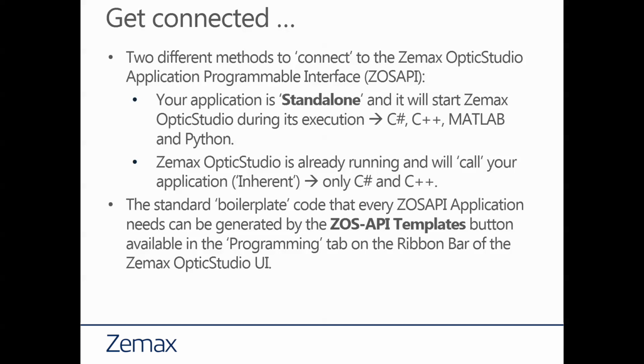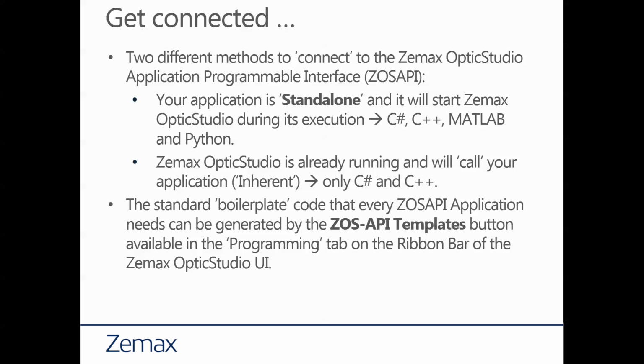So how do we get connected to the API? There's two different methods to connect to the OpticStudio API. One, you make your own application that is standalone, and this standalone application will start OpticStudio during its execution. This way of dealing with it is available for all programming languages that are supported, so it's for C#, C++, Matlab, and Python. And then there's the inherent way of communicating with OpticStudio, which means that OpticStudio is already running, and it will call your application inherently. So this is only available for C# and C++.